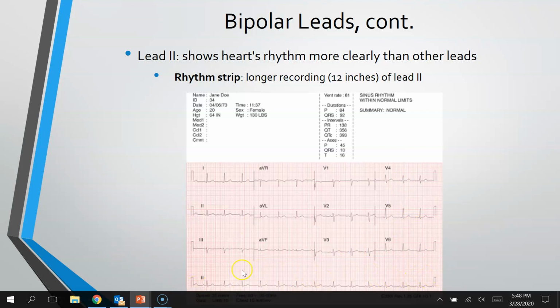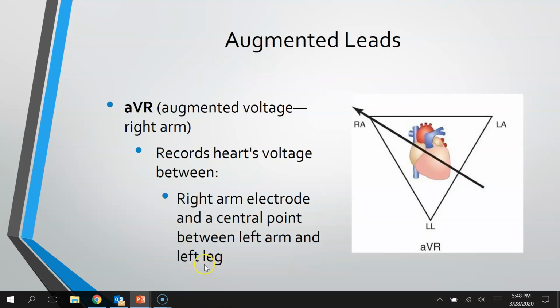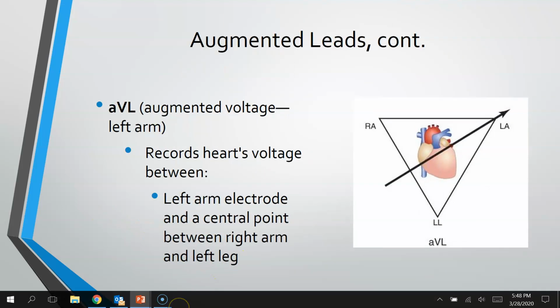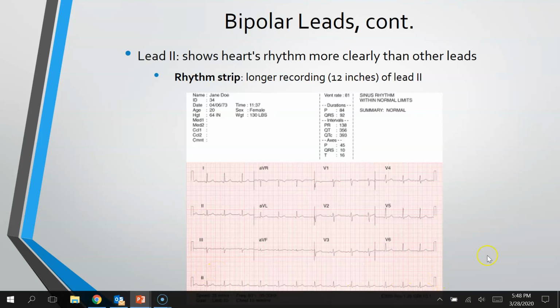This is what I was talking about before. This is going to be a long strip, and that's going to be lead 2, and that's what we will see on the very bottom of the EKG printout. Now, the other thing to remember is this little notch right here, that's going to be at the very beginning of each line, and this is our quality control. We're looking at that to make sure that we know that the EKG is good. So again, it's going to be 10 high, 2 across, and then 10 down.